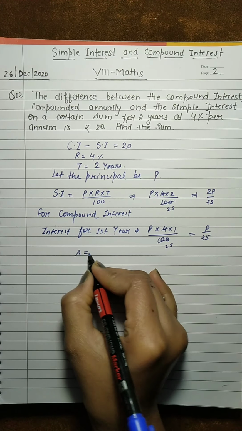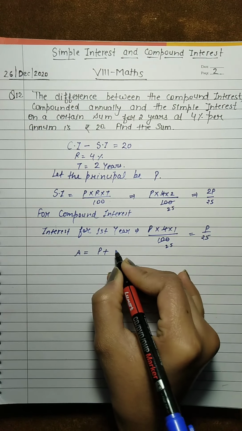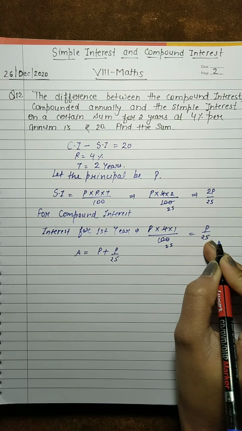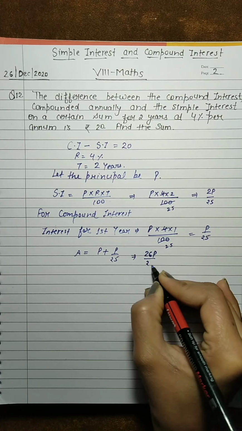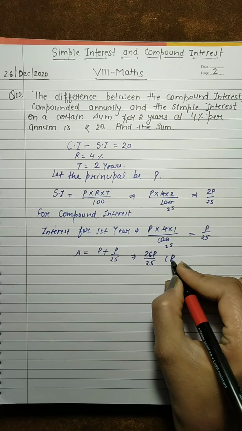Now we will find the amount. Amount will be principal plus interest. Interest is here P upon 25. So that will be 25P plus P, that means 26P upon 25. So that is the principal for second year.